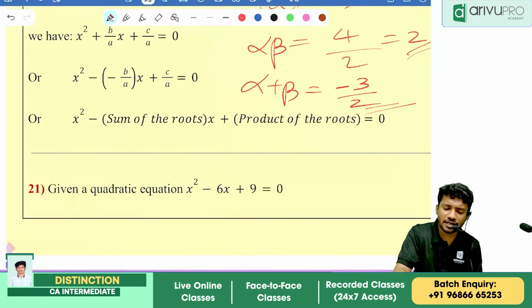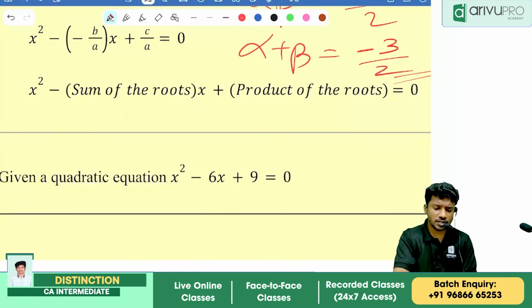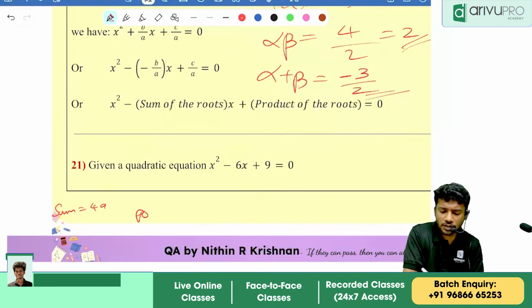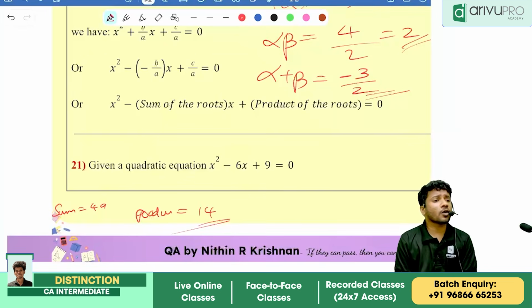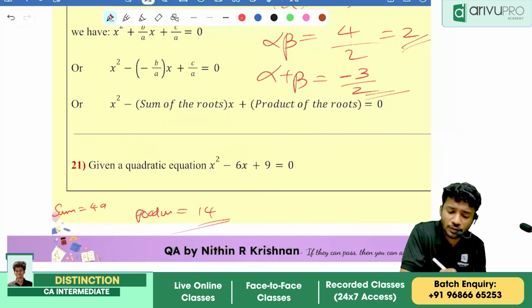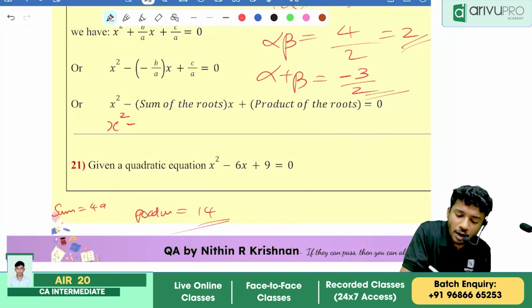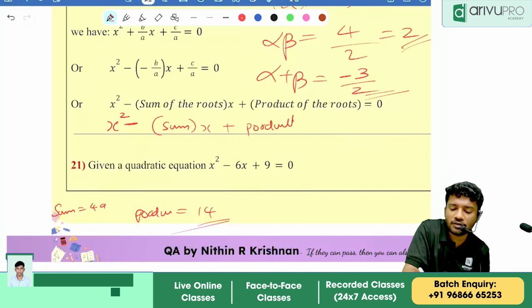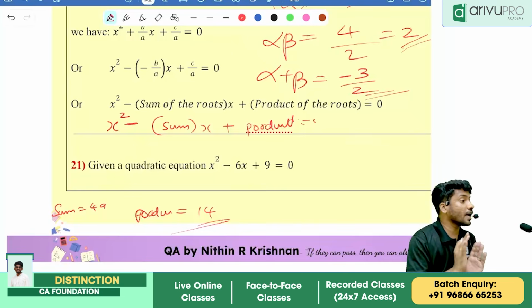Now, in general, if the sum of the roots and product of the roots are given in the question, sometimes they would say sum is equal to 49, product is equal to 14. What are the roots? What is the quadratic equation, they will ask. Then you can say the general form of writing a quadratic equation is x square minus sum into x plus product. Okay, this is the general way of writing a quadratic equation when sum is given and product is given.